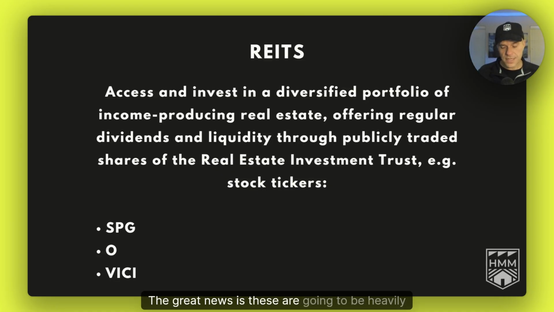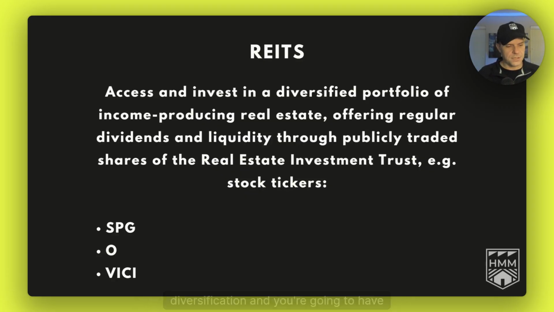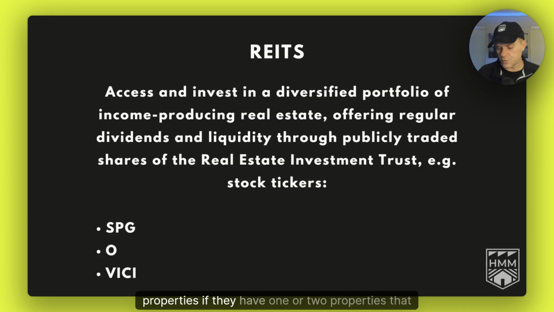The great news is these are going to be heavily diversified. So each of these companies is going to own dozens, if not hundreds, of properties within their type. And so you're going to have a great deal of diversification, and you're going to have a lesser risk compared to investing in individual properties. If they have 1 or 2 properties that go wrong in a year, that might be normal and not detrimental to the total income. If you have a few properties and one of them goes bad, then that's going to be a much bigger deal.